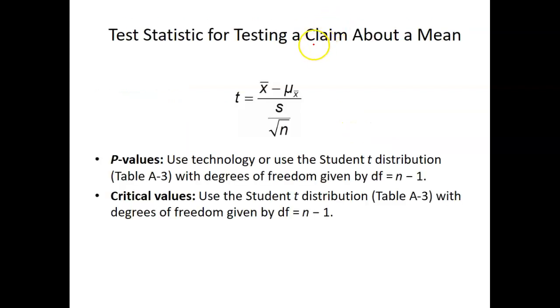Okay, our test statistic that we're going to use when we test a claim about a mean when sigma is unknown is going to be X bar minus the mean divided by the standard deviation over the square root of n. I would suggest two sets of parentheses, one here and one here, when you're entering it in your calculator.